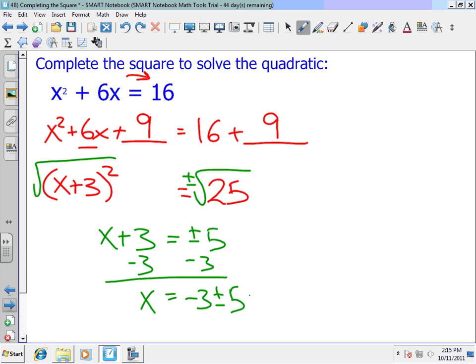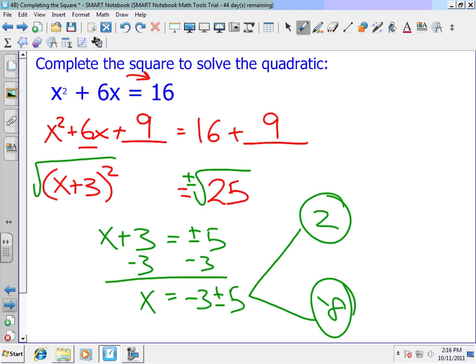Now again, we need to yield two answers here because those are nice clean numbers. Negative 3 plus 5 is positive 2, and negative 3 minus 5 is negative 8. So we have two possible answers for this solution. Okay? And again, you could take any of these numbers and plug it back in the equation.